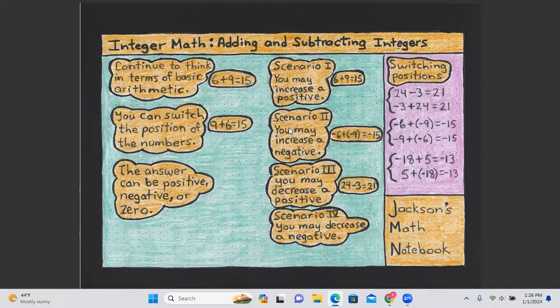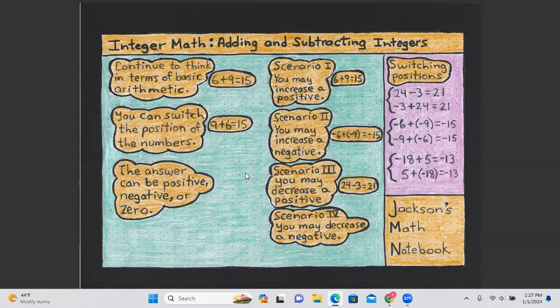That will be possible. Scenario 3, you may decrease a positive. Kind of think of it when you're going to the mall and you have $100, and the more you buy, the more you decrease that $100. And so this is the case right here that you can see, which is an illustration of that. 24 minus 3 equals 21.